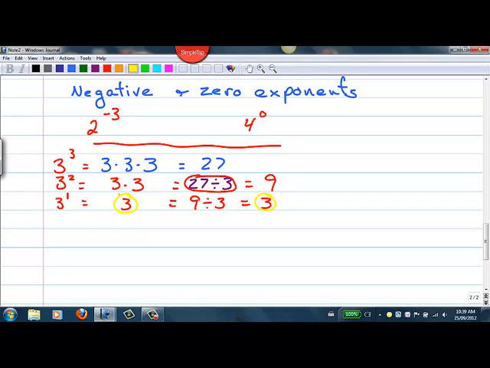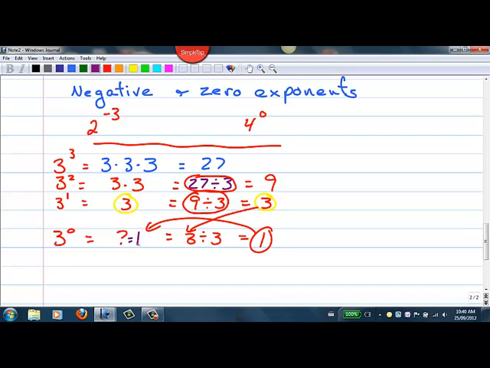I do the same thing for 3 to the 1. I go the previous number divided by 3. So when I do 3 to the 0, I don't know what 3 to the 0 is. It's not automatic. But if I use that pattern of the previous number divided by 3, I'll get 3 divided by 3, which is equal to 1. That must mean that 3 to the 0 is equal to 1.